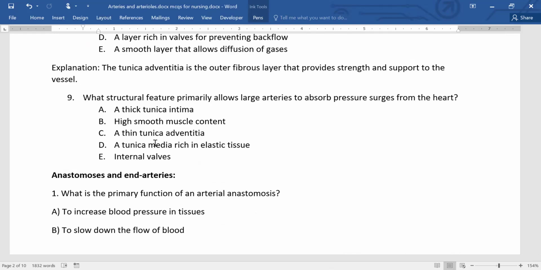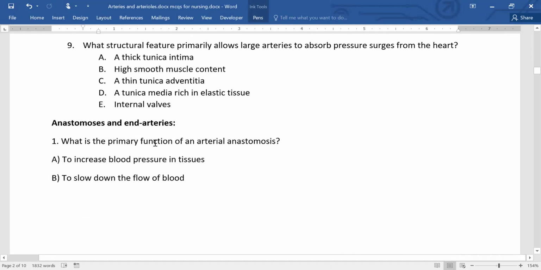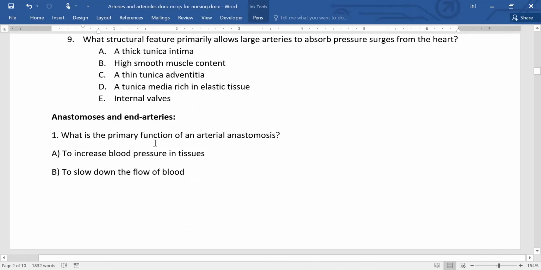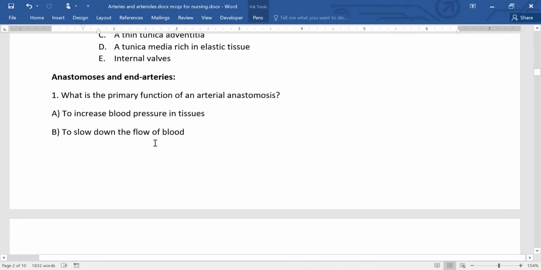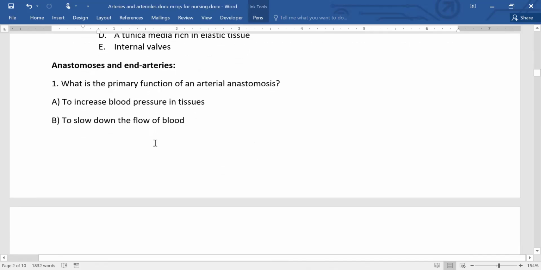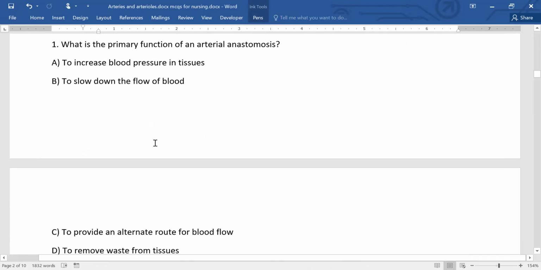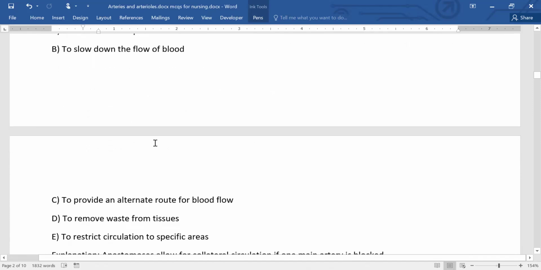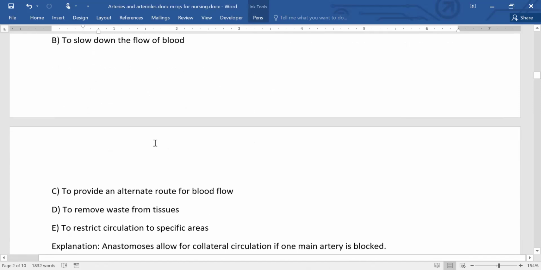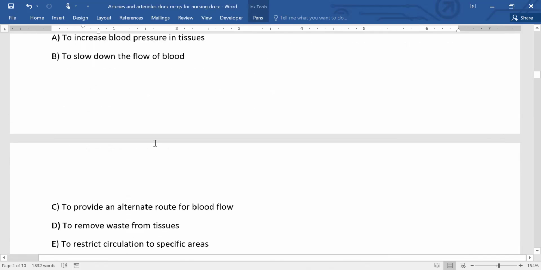Now, the second topic of this chapter, anastomosis and end arteries. What is the primary function of the arterial anastomosis? To increase blood pressure in tissues, to slow down the flow of blood, to provide an alternate route for blood flow, to remove waste from tissues, to restrict circulation to the specific area.